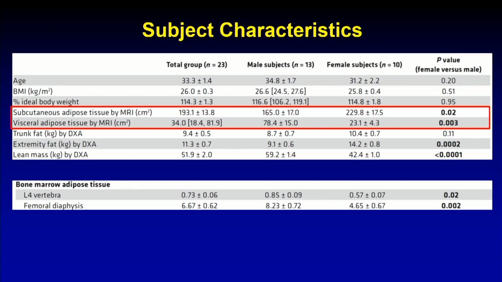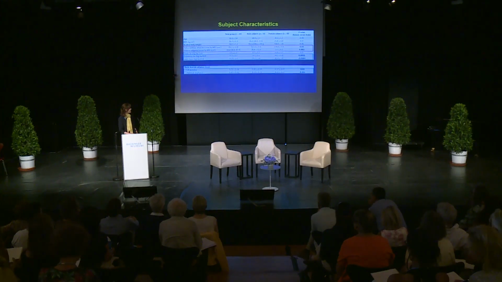The visceral fat is the bad one. And women also had more extremity fat, so the fat around the buttock and thigh area, which is actually good fat. It's thought to be protective against bone metabolic risk. But men had way more muscle mass, and men had more marrow fat than women in their spine and in their femur.